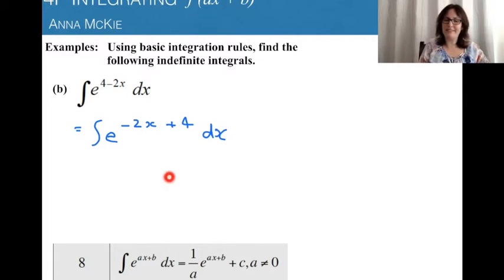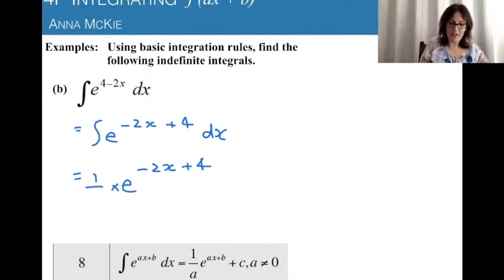Otherwise you might be tempted to, in the heat of the moment, do something and make an error. Now you stop writing the integral sign, and for an e function you copy and paste what you saw there, the 2x plus 4, and then you're multiplying it out the front by 1 over the a value, so that's negative 2. And don't forget, plus c.